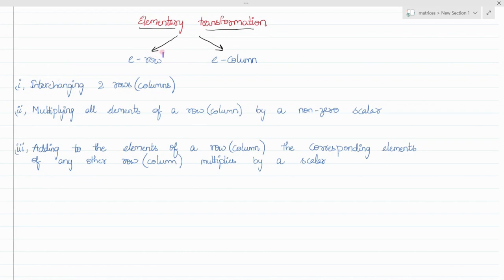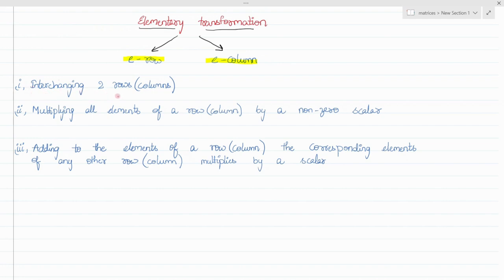Elementary transformation. There are two types of elementary transformation. One is elementary row transformation and one is elementary column transformation. But the rules are the same for both of these transformations. These are the three rules which we're going to discuss, how this elementary transformation actually works.